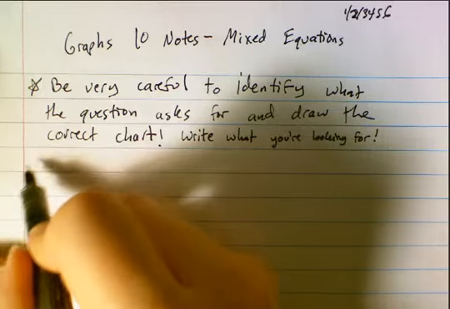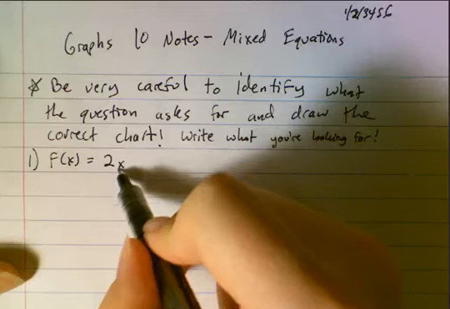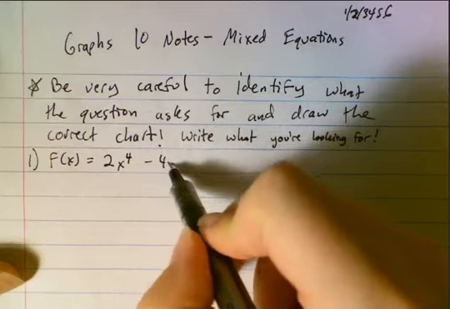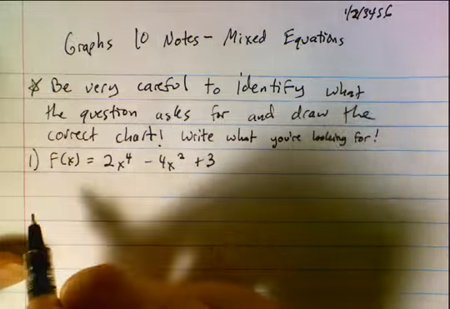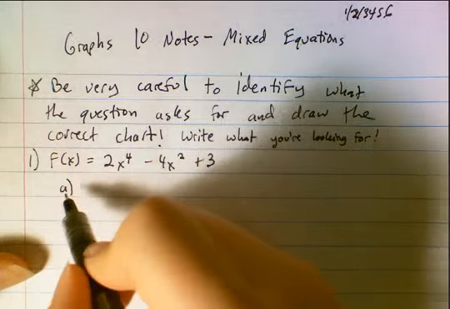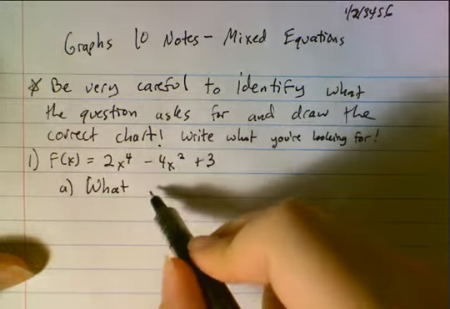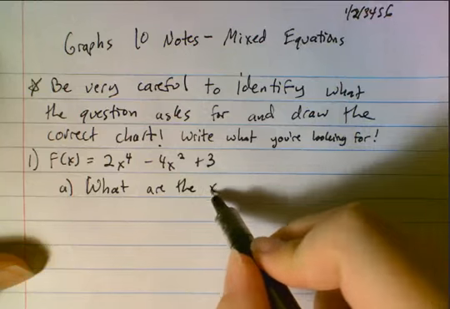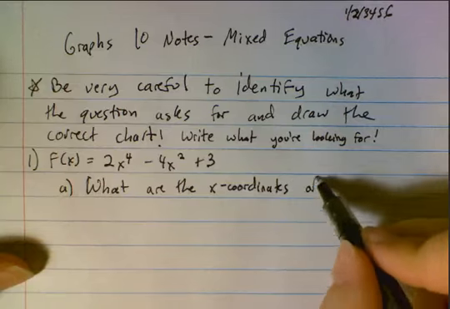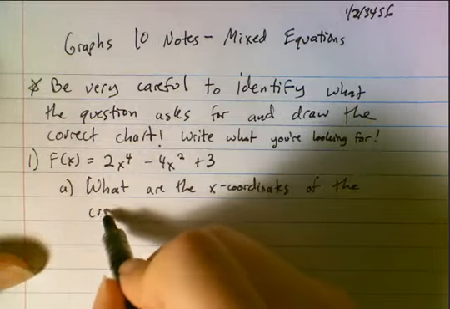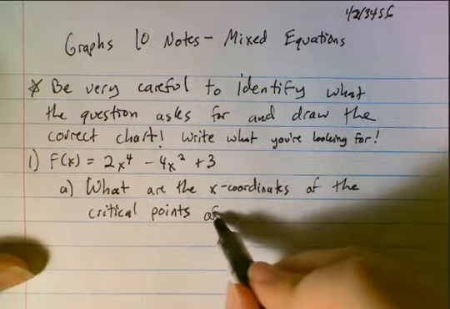So let's start off with this example. f of x equals 2x to the 4th minus 4x squared plus 3. We're just going to do a whole bunch of different problems with the same equation. The first thing we're looking for is what are the x coordinates of the critical points of f of x.